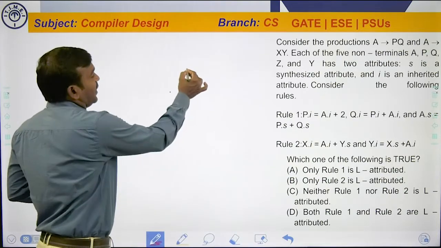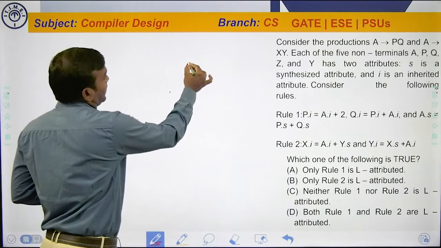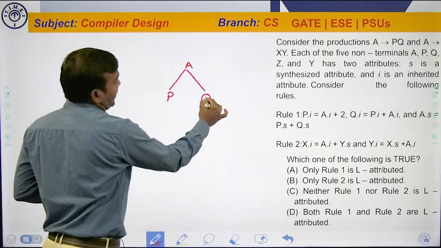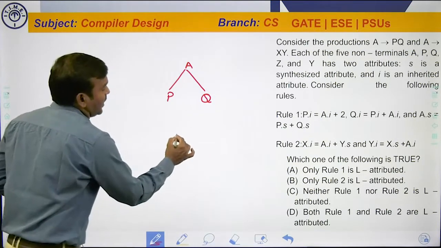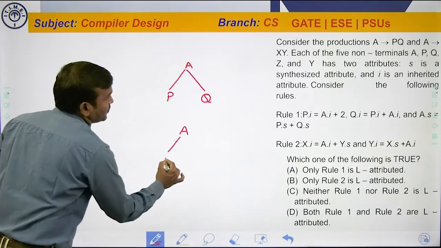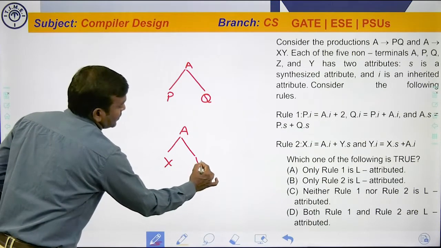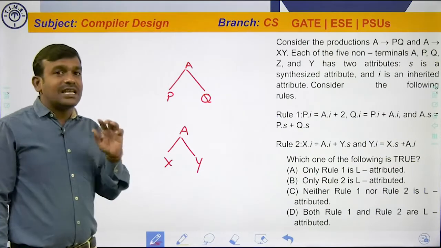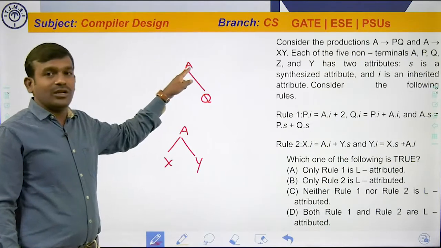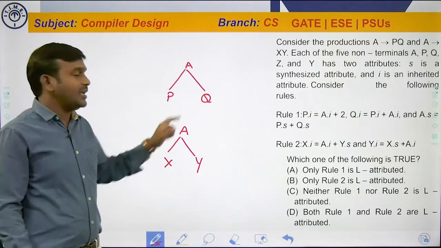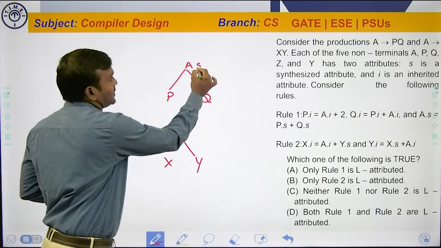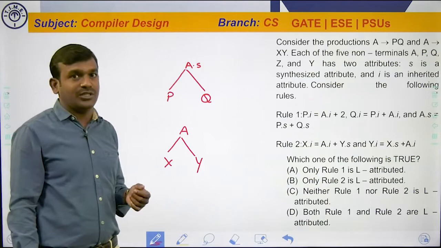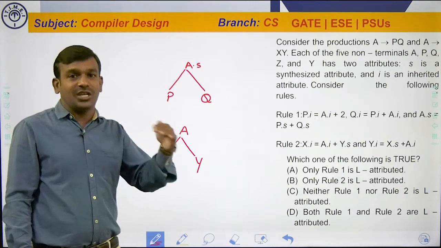For example, if I take a production like this, A tends to PQ, here A is parent and PQ are children, and in the same way another one, A tends to XY, so here A is parent and XY are children. Then synthesized attribute means the attribute value at a node is evaluated from children. For example, if you have A dot S, then this must be evaluated in terms of the P attribute and Q attribute, that is a synthesized attribute evaluated from the children.